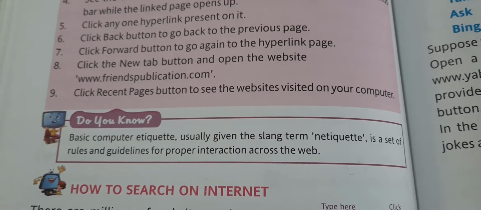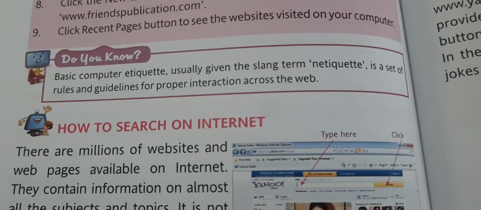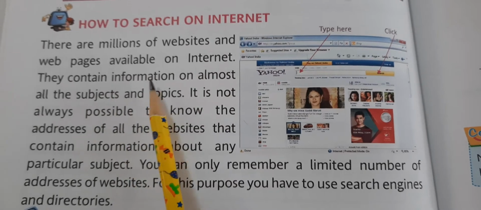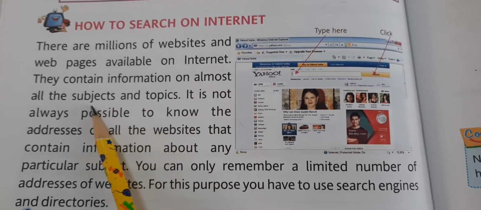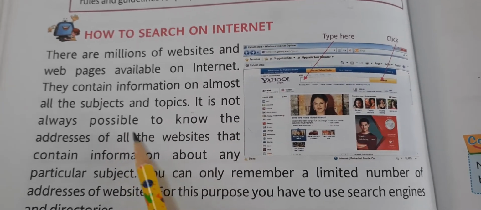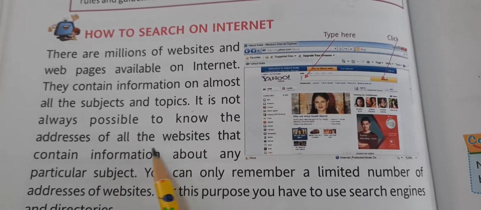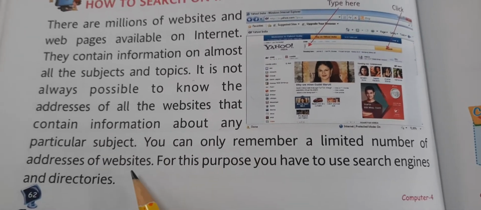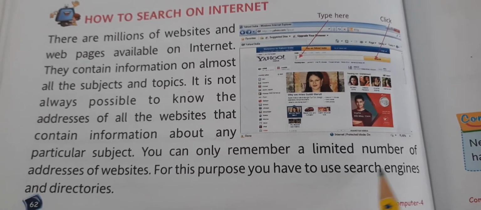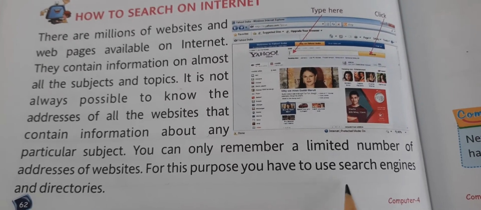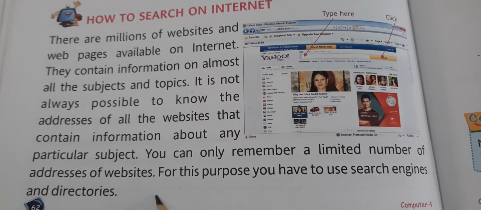Okay, so now we will move on to the next topic, that is how to search on the internet. There are millions of websites and web pages available on the internet. They contain information on almost all subjects and topics. It is not always possible to know the addresses of all the websites that contain information about any particular subject. You can only remember a limited number of addresses of websites. For this purpose, you have to use search engines and directories.